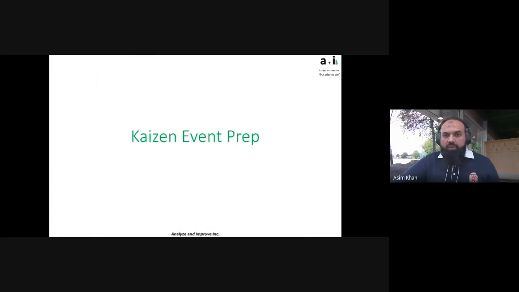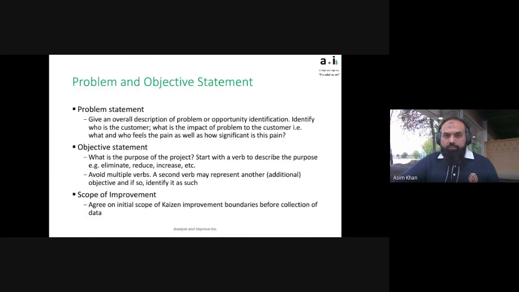Okay, let's get to the Kaizen event prep. So the first thing is about what problem are we trying to solve and what are the objectives. I'm sure you guys have gone through defining a problem statement and what should be part of an objective statement or not part of an objective statement. So we won't spend too much time discussing those, but I'll give you very high level things that should be in your mind when you're trying to do this.